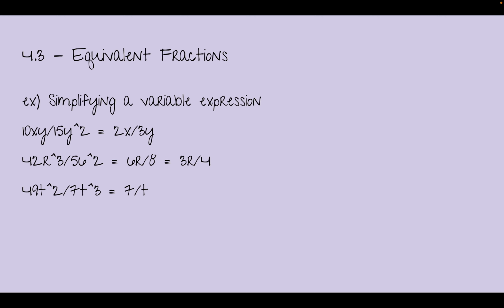Next, we have simplifying a variable expression. So we have 10xy over 15y squared equals 2x over 3y. This is because we can divide by 5 for both the numerator and denominator to get 2 and 3, and then we can also divide the numerator and denominator by y to get 2x over 3y.